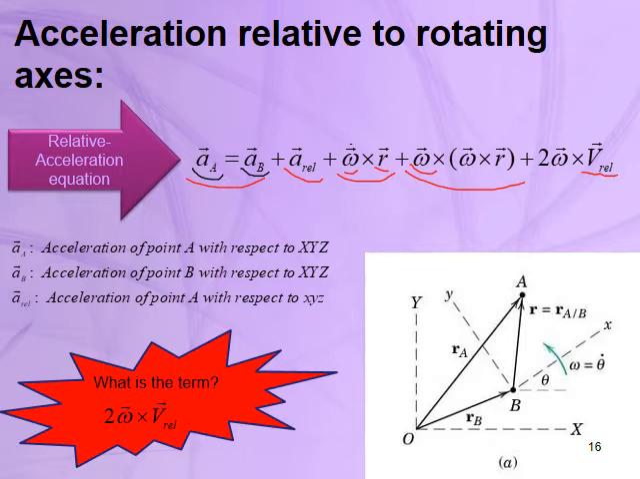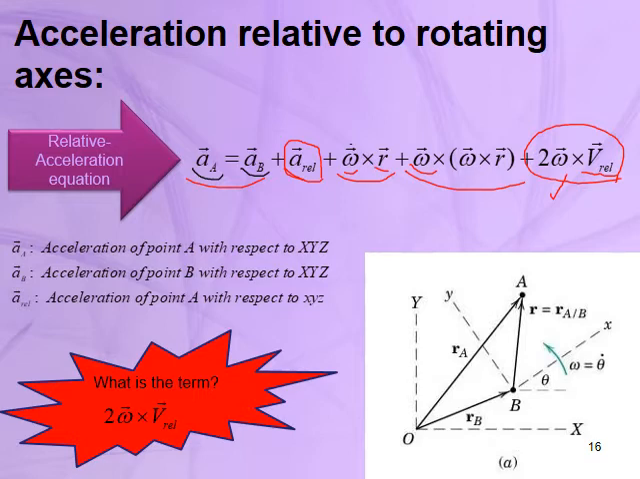I mean, when you use the translational relative coordinate system, we had all of these terms. Here we only have one relative acceleration and this term. The relative acceleration is clear because point A is moving with respect to point B, so it can have some acceleration. But what is this term, and why do we have this additional term in our acceleration?